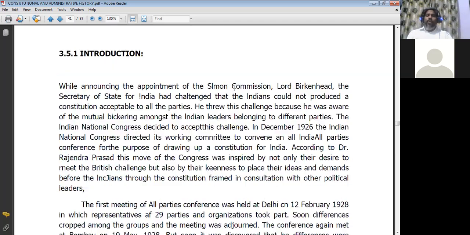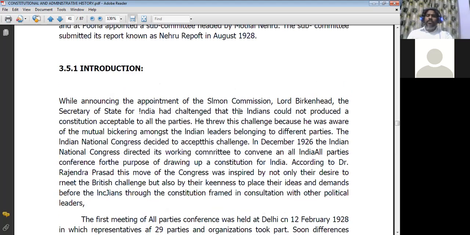While announcing the appointment of the Simon Commission, Lord Birkenhead, the Secretary of State for India, had challenged that Indians could not produce a constitution acceptable to all the parties. He threw this challenge because he was aware of the mutual bickering among the Indian leaders belonging to different parties. So the Indian National Congress decided to accept this challenge.